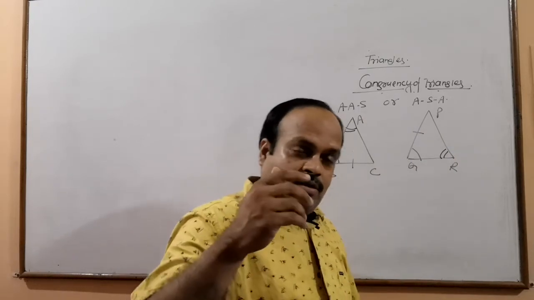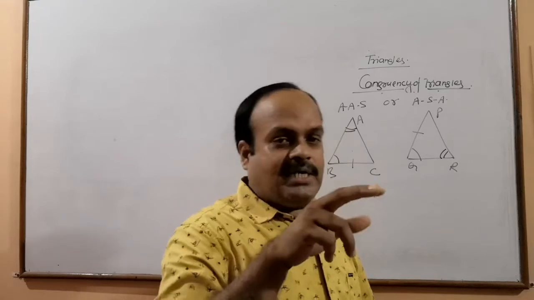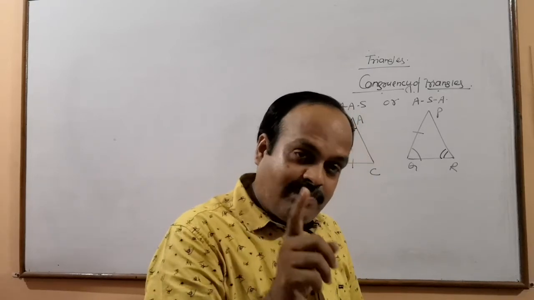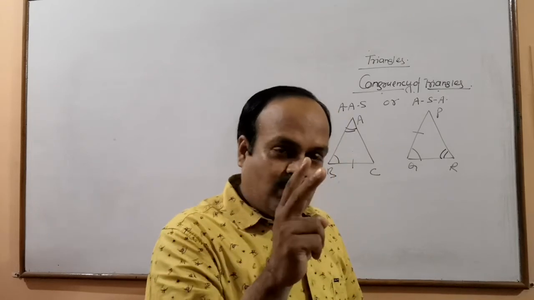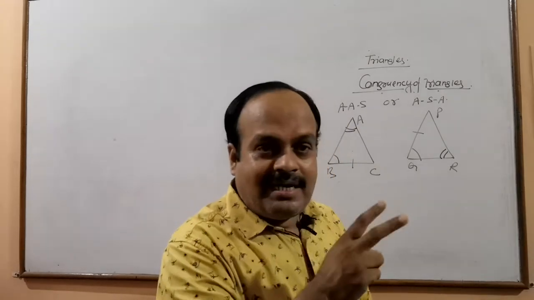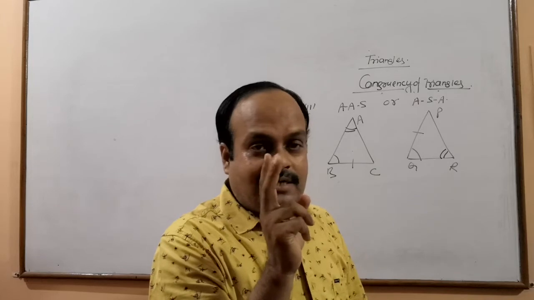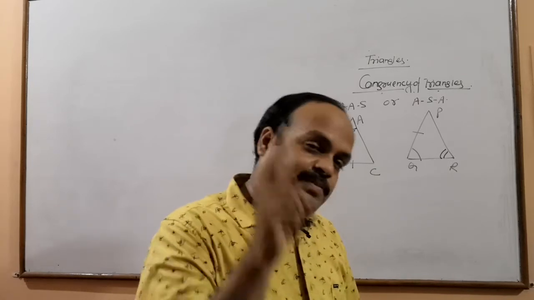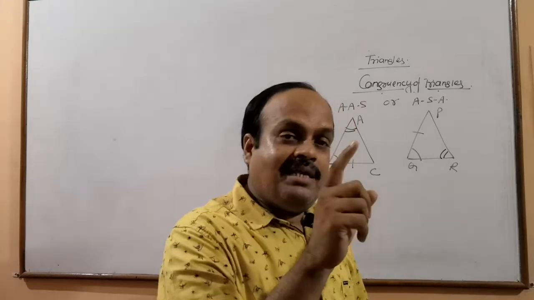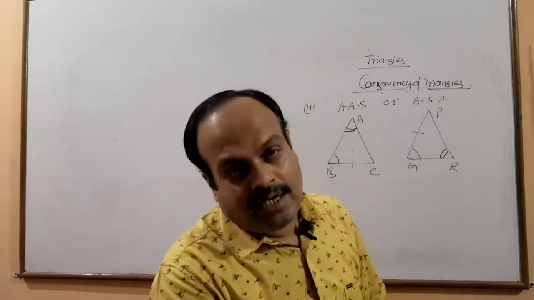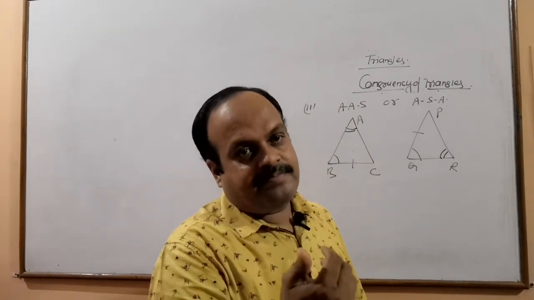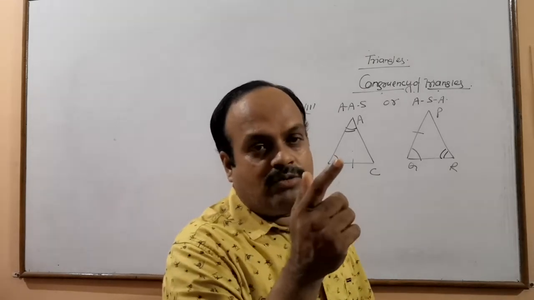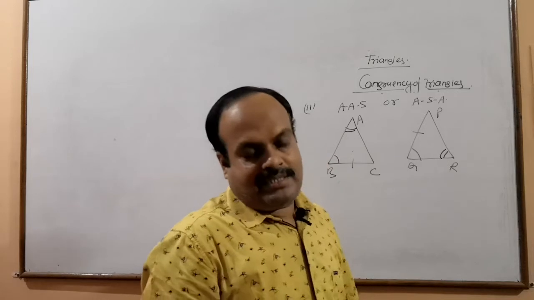So I'd like to tell you, in two triangles the corresponding angles, if you don't know, I am telling you, I am not saying alternate angles, corresponding angles in two triangles means the angles opposite to the equal sides, or corresponding sides means the sides opposite to the equal angles.